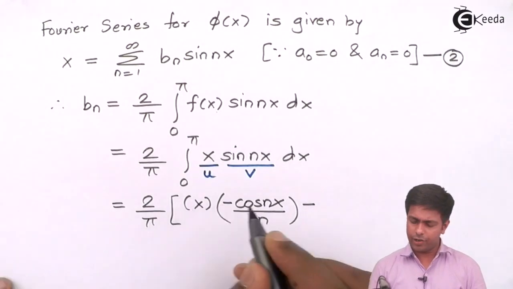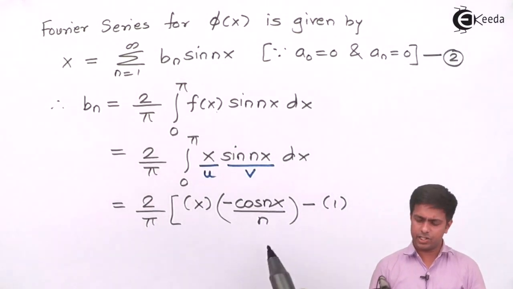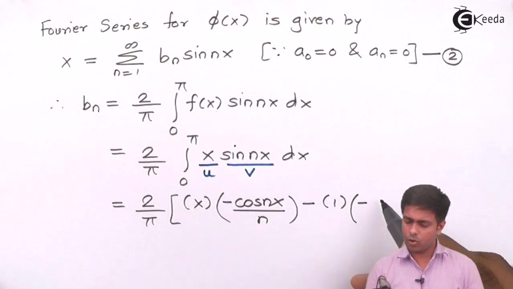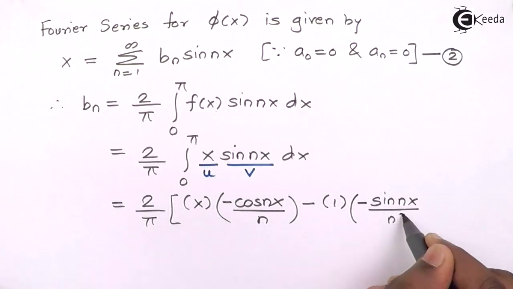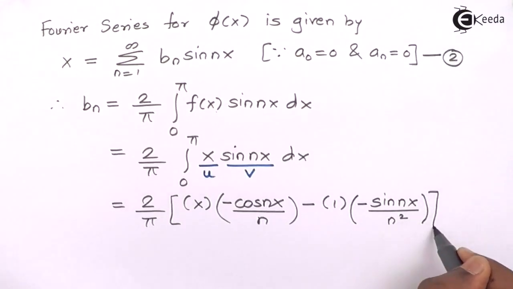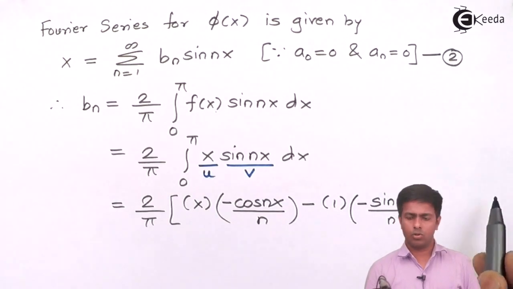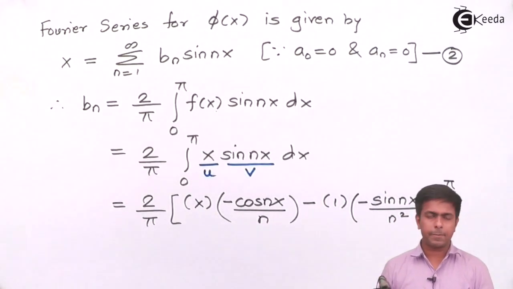then u dash, the derivative of x, which is 1, then v2, that is the integration of this term, so minus sign as it is, the integration of cos nx is sin nx upon n, but already there is one more n, so that will become n square. Now I will not move ahead because the derivative of 1 will be 0, so here we'll stop, and the limit is from 0 to pi.